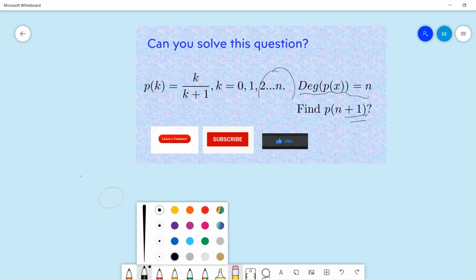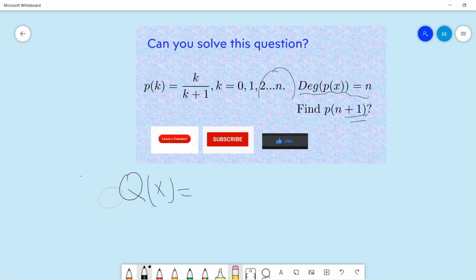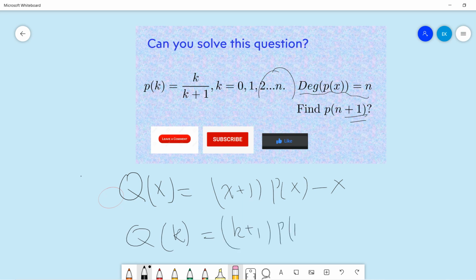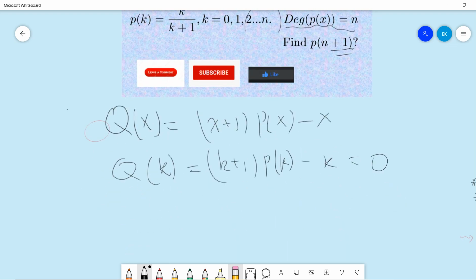Let's do it step by step. I can define q of x to be x plus 1 times p of x minus x. I think everybody sees the trick. So how about q of k? q of k will be k plus 1 times p of k minus k, and that is 0. So this tells me that q of x has k equals 0, 1, 2, up to n, all n plus 1 of them, as roots.